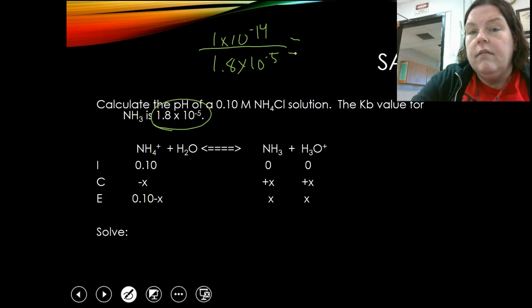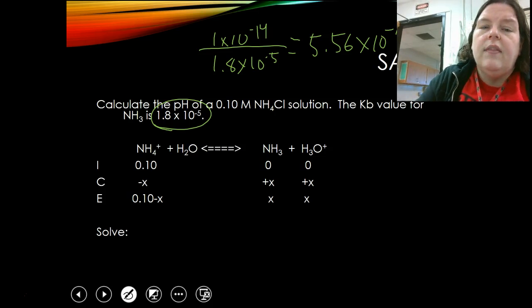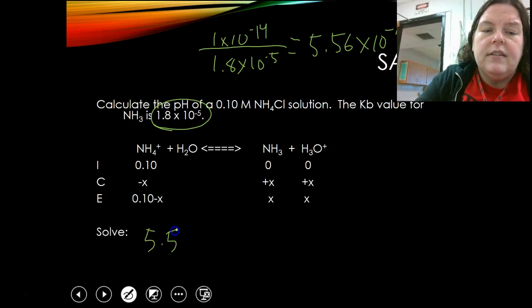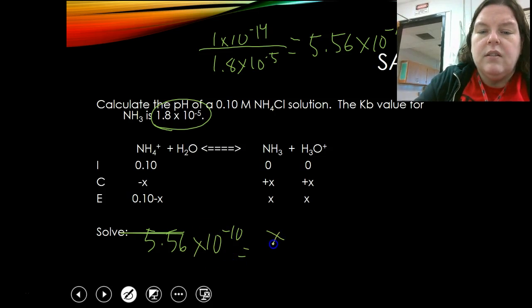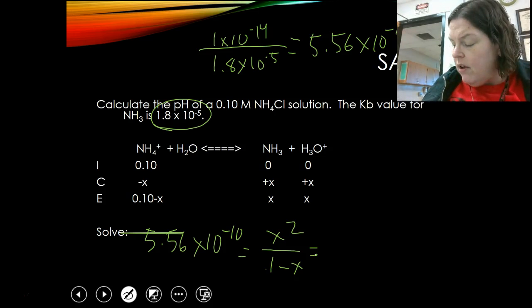and we get 5.56 times 10 to the negative 10th, okay? And then we use that to solve. So we now know that 5.56 times 10 to the negative 10th is equal to x squared over 0.1 minus x. That's so small, so we're not going to use that. So that means we now have 5.56 times 10 to the negative 10th times 0.1.